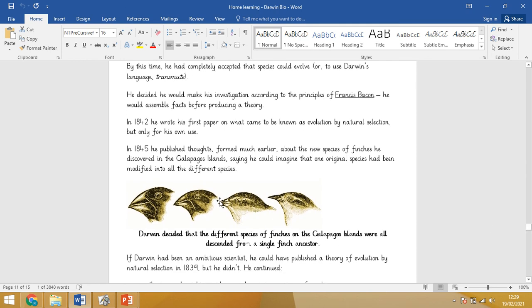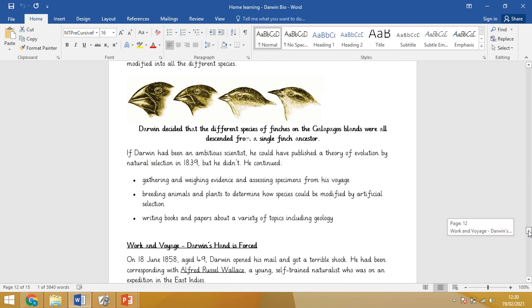Okay, so on one island, there were big tough seeds, and the finches on that island had to have massive beaks to break open the seeds. On other islands, the finches had smaller beaks because the seeds and the fruits were softer, and that's what they eat from. This finch here eats blood, so it has a long needle-like beak because it sits on birds' backs and basically sucks blood from them.